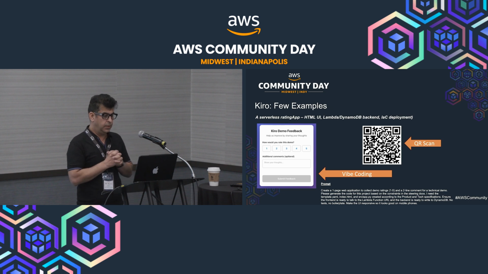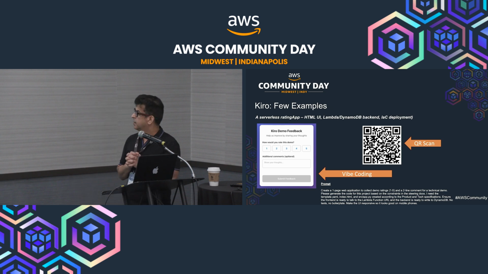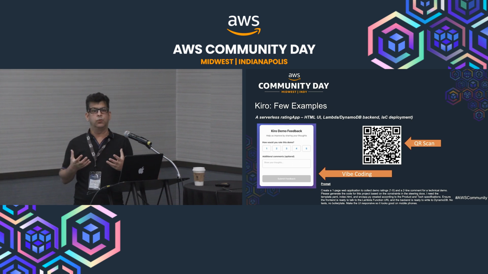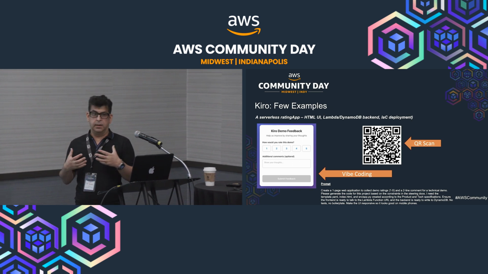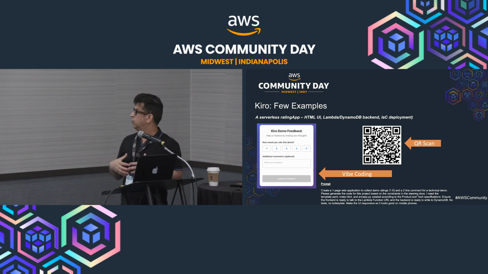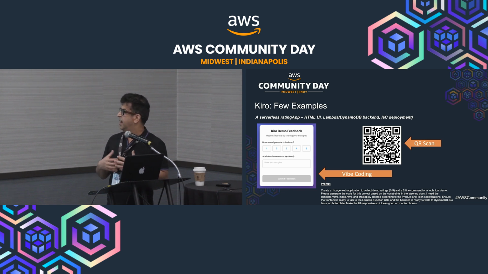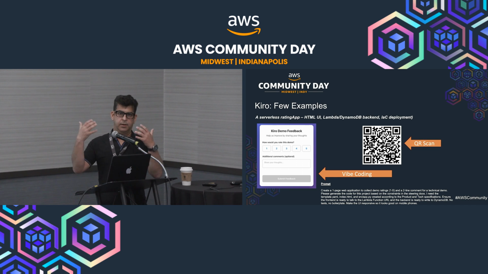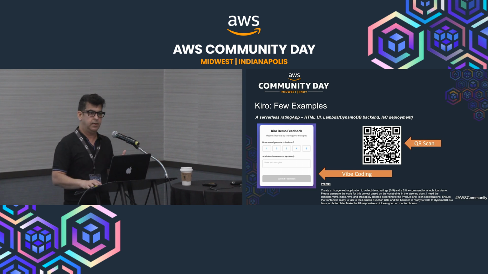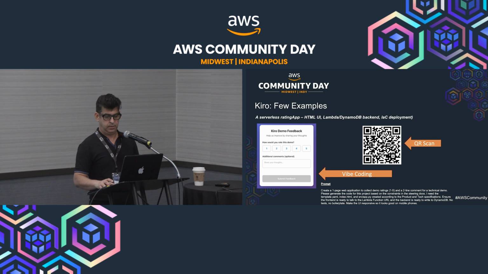And this is another example, a serverless rating app. This is basically using an HTML UI and Lambda and DynamoDB, no REST API here, and IaC deployment through a SAM template. Again, I have put the prompt here and it generated it in minutes, a very simple rating app that is production ready, is deployed, it's live. There is the QR code, you scan it, and you will get it, a very simple app that it generated in minutes.